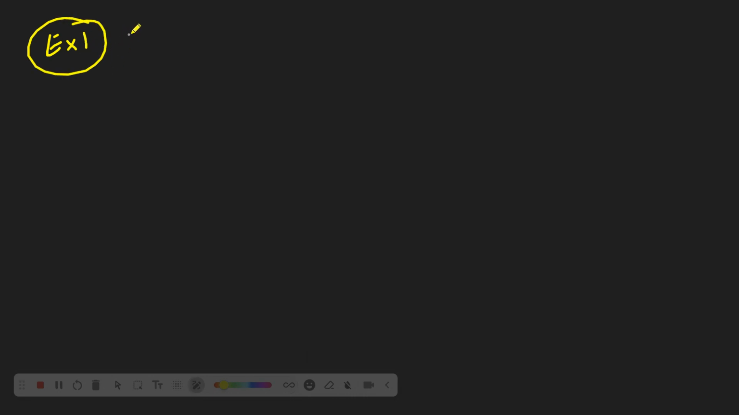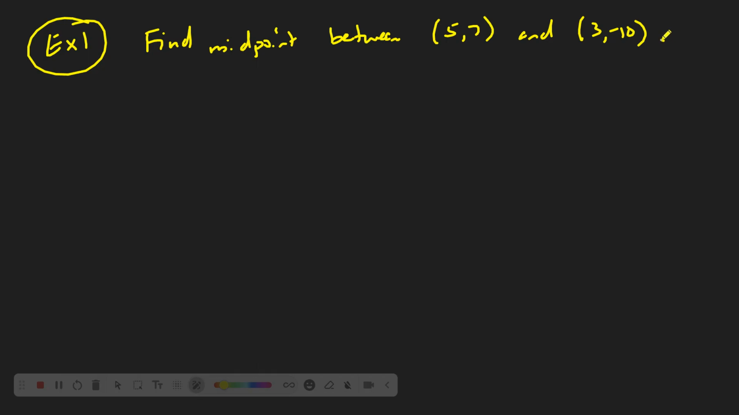So we're just going to find the midpoint between the points 5, 7, and 3, negative 10. Okay, so this is just a simple formula question, right? So again, the midpoint formula is x1 plus x2 divided by 2, y1 plus y2 divided by 2. You will not be given this, so you got to make sure you memorize this, right? Add the x's divided by 2, add the y's divided by 2.